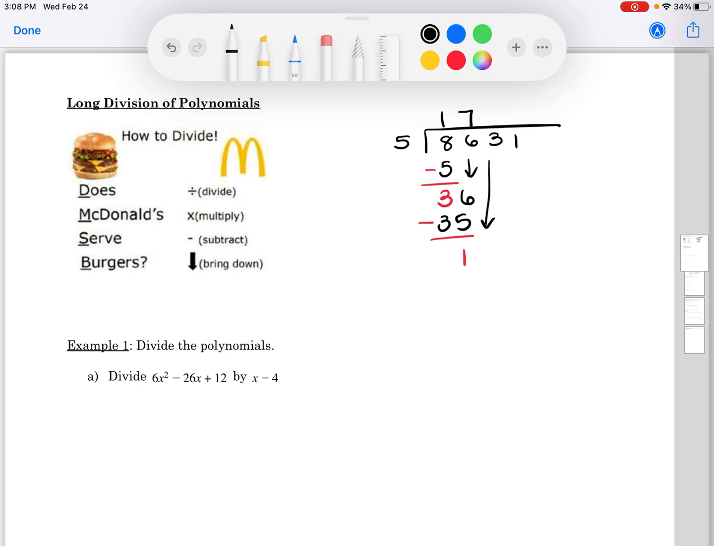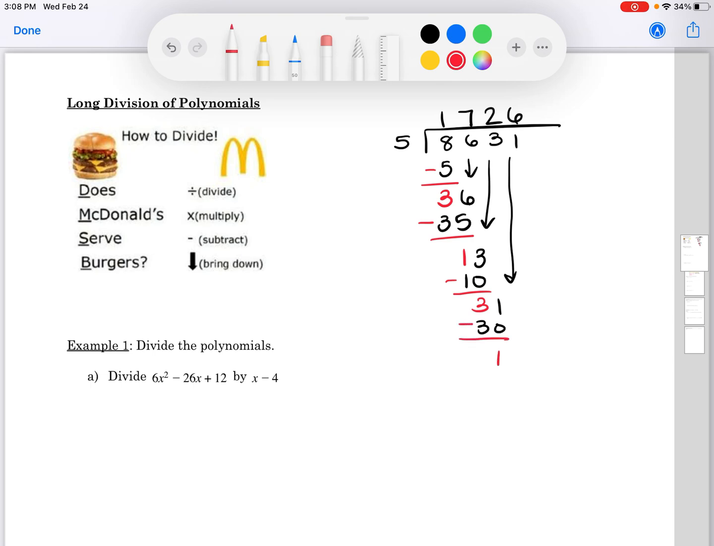Then I would bring down again, and I would just continue this process. So I'll get a 2, that's 10, subtract, and get 3. And one last time, let's bring it down. That goes in 6 times. 6 times 5 is 30. I would subtract, and I would get a remainder of 1.